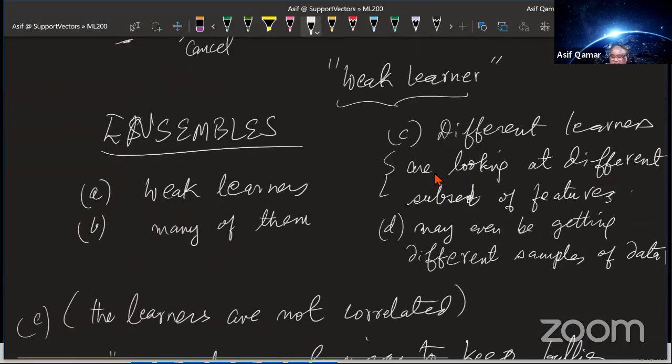Now, why weak learners? I talked about this thing that weak learners are better than strong learners. It turns out that strong learners have a higher tendency to get correlated with each other, entangled with each other in their decision making. So in other words, they begin to think alike. When two learners are thinking alike, they are redundant. You can just use one rather than two, right?